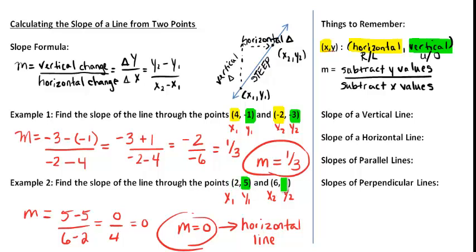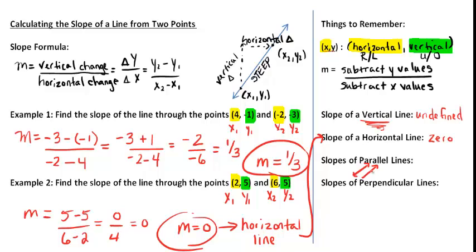So again, things to remember. I took my y values minus my x values. My slope formula is the difference between my y and my x values. If I have a horizontal line, my slope, my m value, is going to be 0. If I have a vertical line, which is a line that rises up and down only, that slope is going to be undefined, because in that case my 0 will be in the denominator and I can't divide by 0. So it's a very unique case.